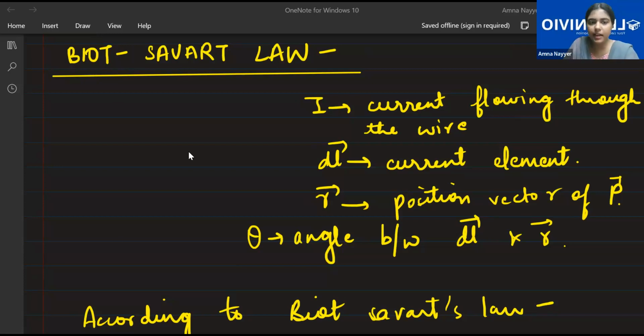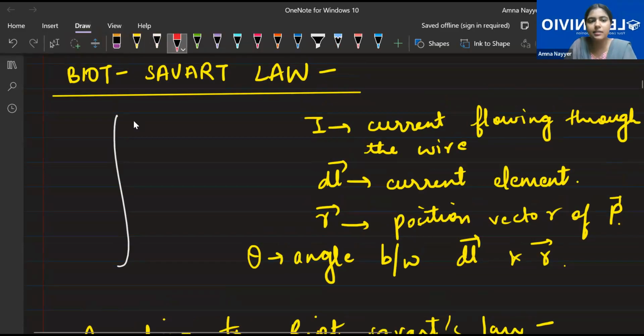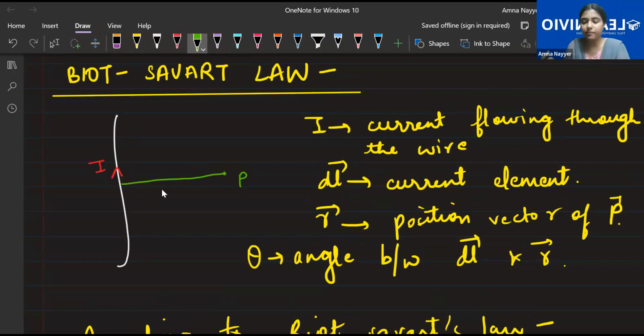We have a wire. This is a current carrying element. We say current carrying conductor. A wire is there which is carrying some amount of current, let's say I. Here at a point, let's say P, I want to find out the magnetic field. It's like the wire is here and I want to find out the magnetic field at this point. So this is the current carrying wire and this is the point P. And the separation from the wire to the point P is R.